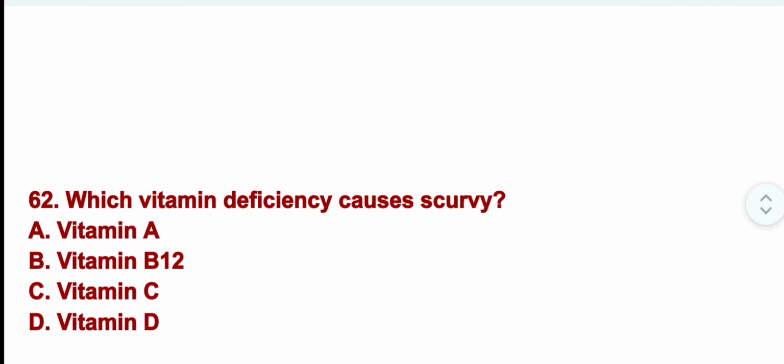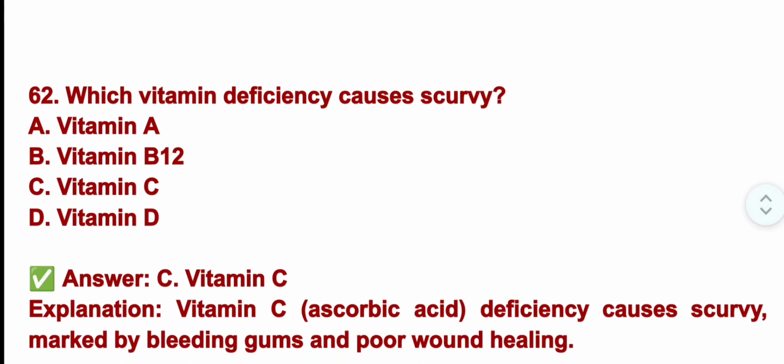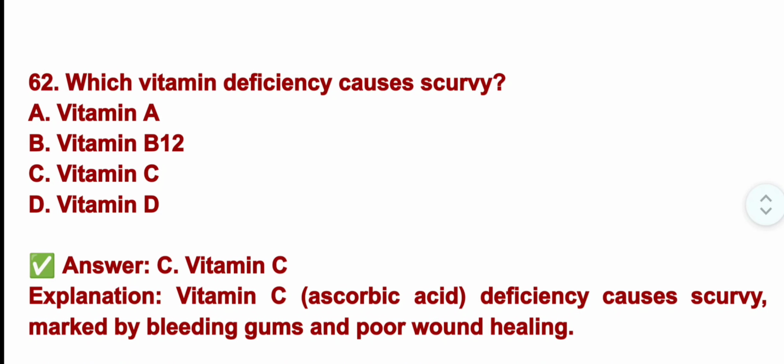Question number 62. Which vitamin deficiency causes scurvy? The correct option is option C. Vitamin C. Vitamin C, also called ascorbic acid, deficiency causes scurvy, marked by bleeding gums and poor wound healing.